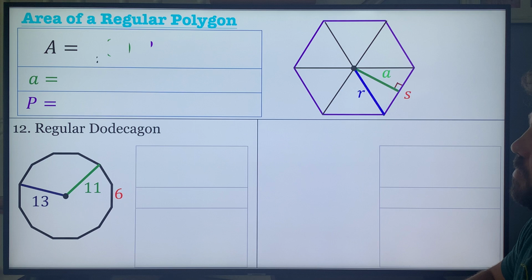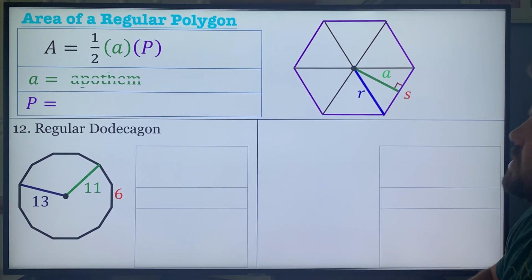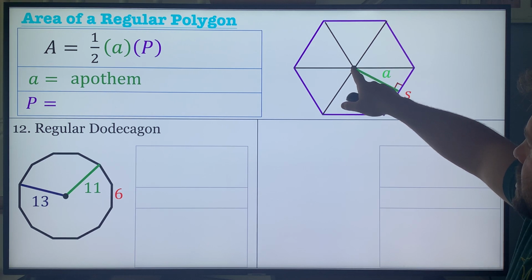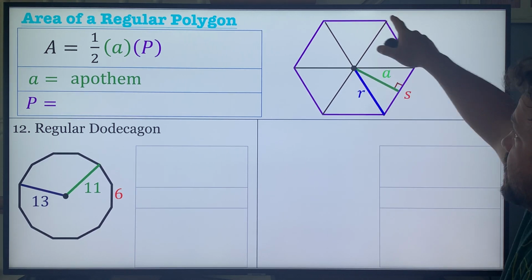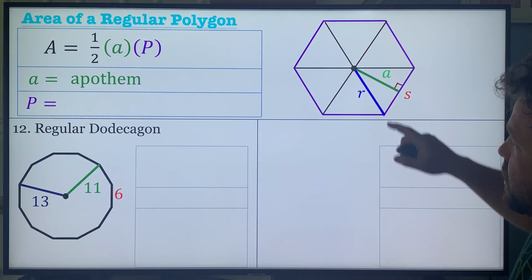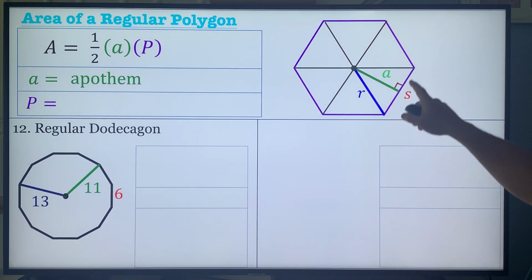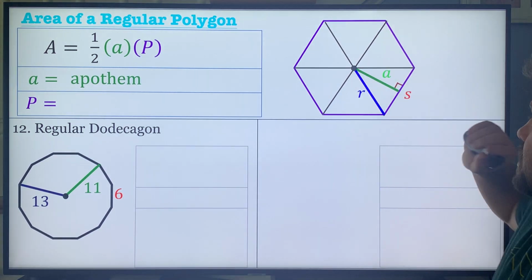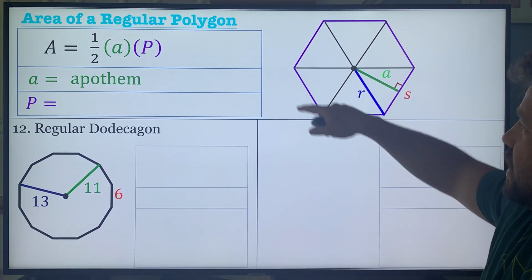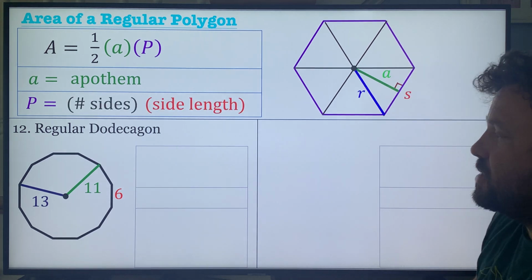All right, so really quick, area equals apothem times perimeter. Apothem is A. That's the distance from your center to the midpoint of a side. Your perimeter is the distance around the figure. The way you find that is you take whatever the side length is, and because this is a regular polygon, all the sides are the same. So it's just the side length times the number of sides.